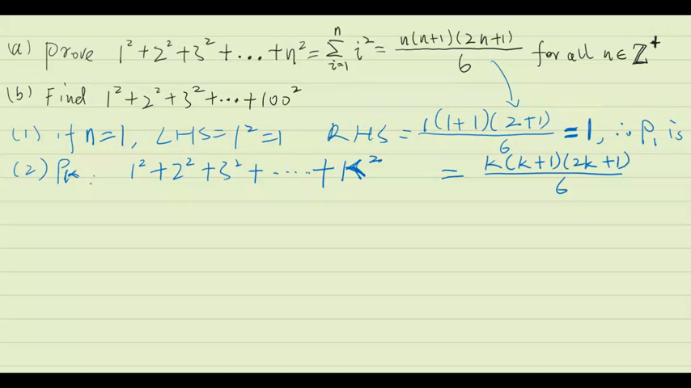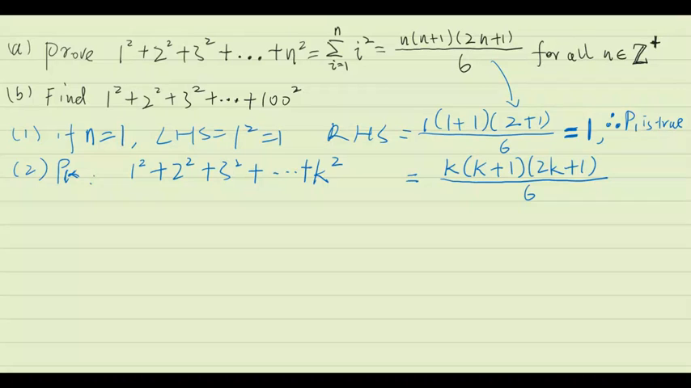Now our sum is 1 squared plus 2 squared plus 3 squared and so on. How about the next number after k? The next number after k will be k plus 1, isn't it? So after k squared, the next term will be the square of k plus 1. If we add this on the left-hand side, on the right-hand side we need to add the same number, k plus 1 squared.